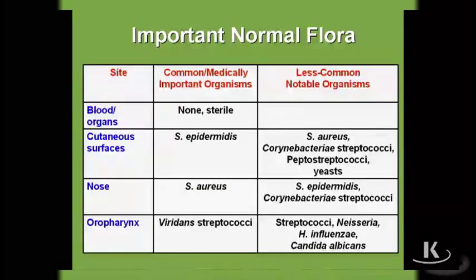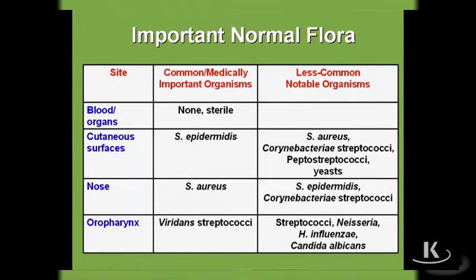Now, the oropharynx is loaded with different types of normal flora. The viridans strep you've all probably heard of as far as causing cavities. They can also cause endocarditis if they get misplaced. They can typically find their way to a damaged heart valve. So they're probably one of the more common organisms in the oropharynx, along with a lot of other species of streptococci. Haemophilus is also very common there, but probably the non-B serotypes as far as being normal flora.